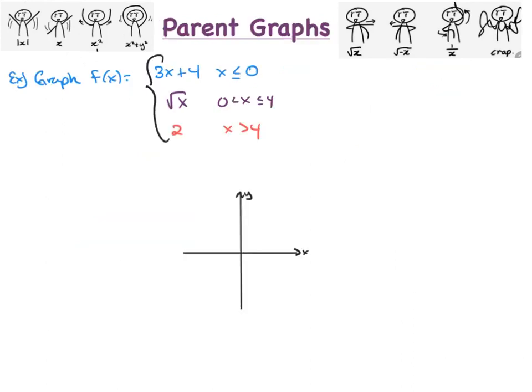Cool. This f of x graph consists of 3 pieces. The line 3x plus 4 when x is less than or equal to 0, the square root of x when x is between 0 and 4, and just 2 when x is greater than 4. Cool, so let's graph this. So let's do the line first just because it comes on the top. So 3x plus 4, so 1, 2, 3, 4. I'm going to go up 3 over 1.